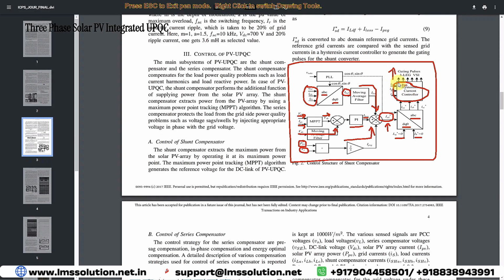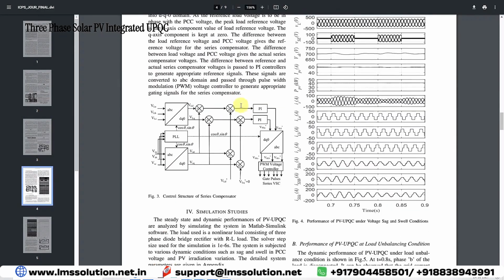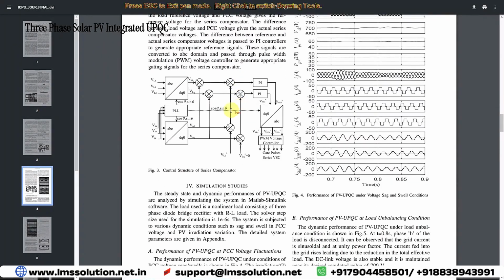So this is the control logic for shunt compensation. Next, you have to discuss the control logic for the series compensator. Here we need to measure the load voltage and the grid voltage. Next you have to convert ABC to DQ0. Here also you convert ABC to DQ0, and then you compare the direct and quadrature axis voltage of both the load voltage and the source voltage. And then next, you need to compare with some reference voltage.